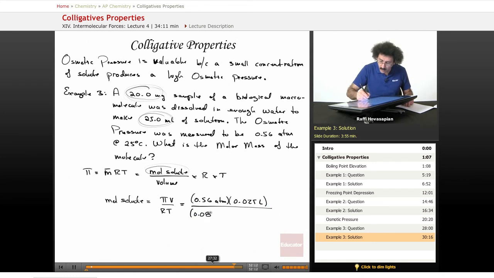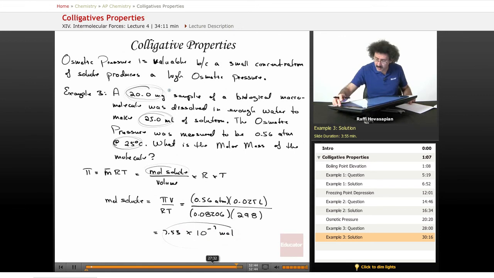Over 0.08206 liter atmosphere per mole Kelvin. I'll leave that off. And 25 degrees Celsius. Yes, 25 degrees Celsius. In Kelvin, it is 298. Is that right? Yes, 298 is correct. So the moles of solute equals 7.53 times 10 to the negative 7 mole. Very, very tiny amount. Well, now that we have the moles, we have the milligrams, let's go ahead and do some division.